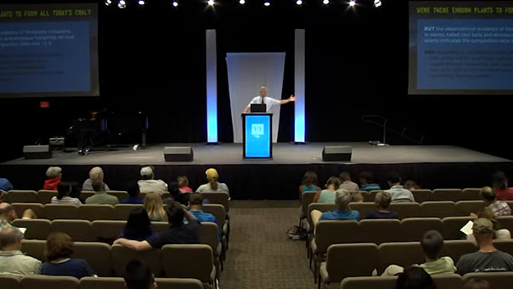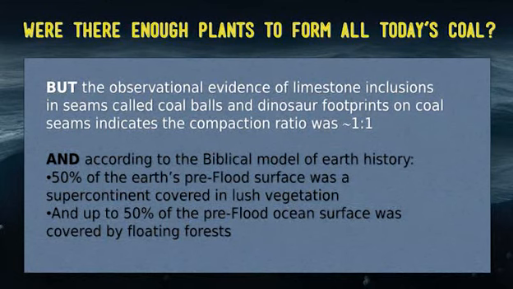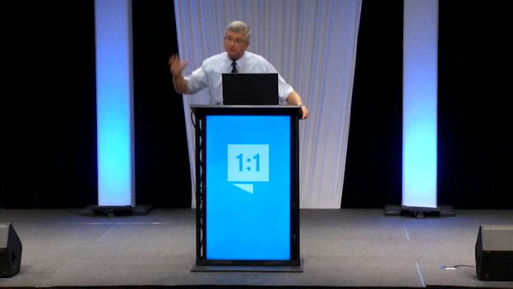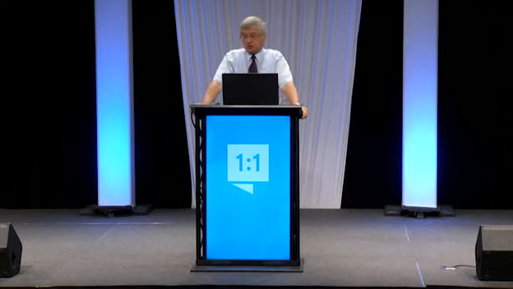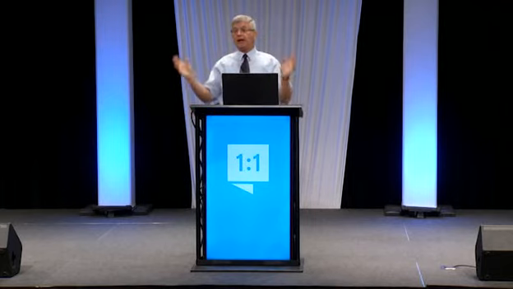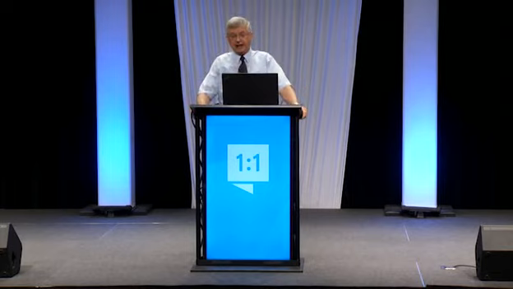And then remember I talked about that pre-flood floating forest? Up to 50% of the pre-flood ocean surface was probably covered by these floating forests. So 75% of the Earth's surface may have been covered in vegetation prior to the flood. And that doesn't surprise me because compared to the present oceans, think about the corals and clams that we find on the seashores today.